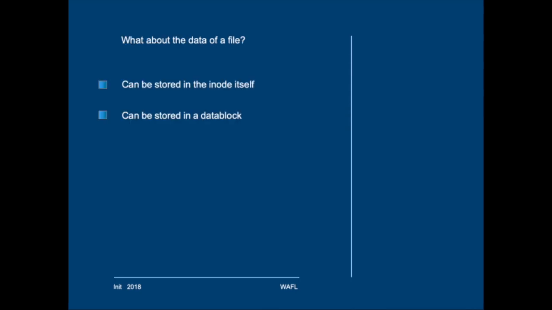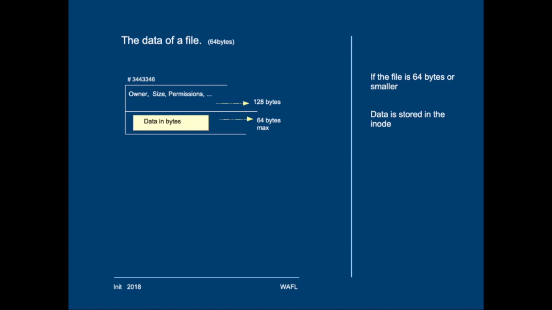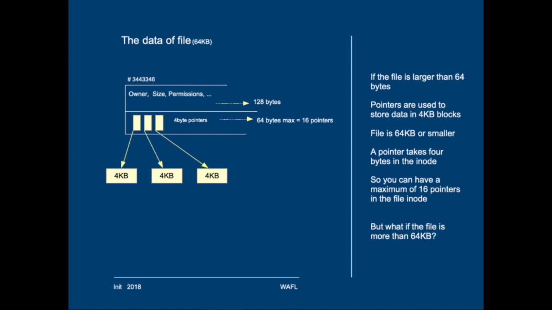Up till now, we've only talked about inodes, but what about the data of a file? The data of a file can be stored in the inode itself, or in a data block that is referenced from the inode. How does that work? If a file is 64 bytes or less, then the data will be stored in the inode. If it's more than 64 bytes, then the inode will get pointers to data blocks. Each pointer uses 4 bytes, so in the 64 bytes that's left in the inode, you can create 16 pointers. And each pointer references a 4K block, so that's 64 kilobytes.